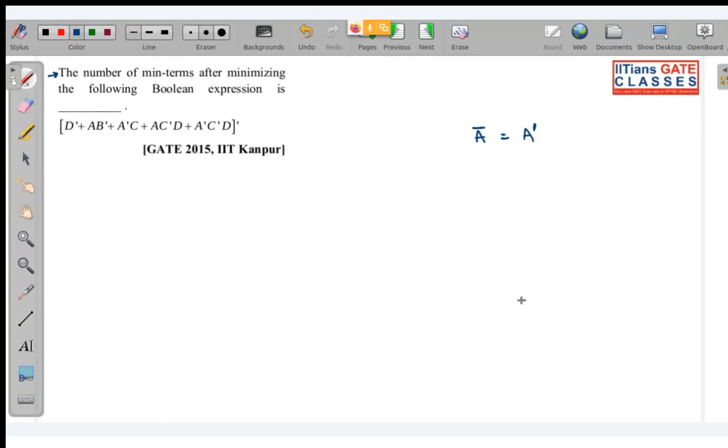I told you that if your expression is given in SOP, and I take the whole complement, this will give me POS. So now solve this.